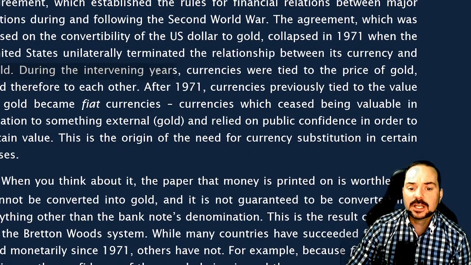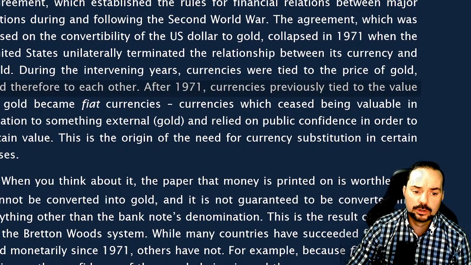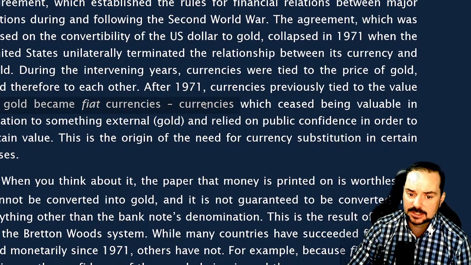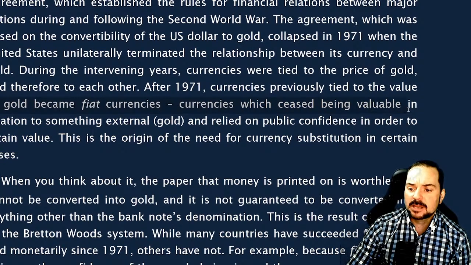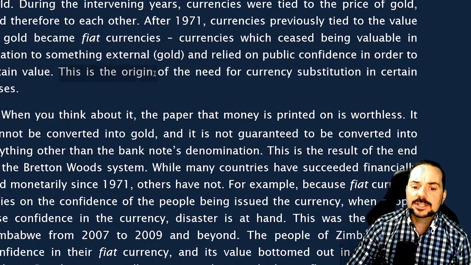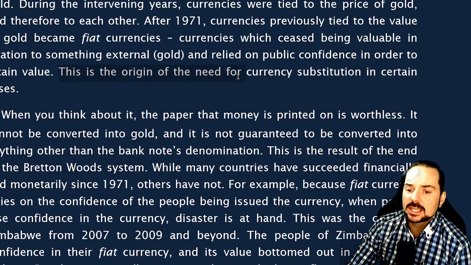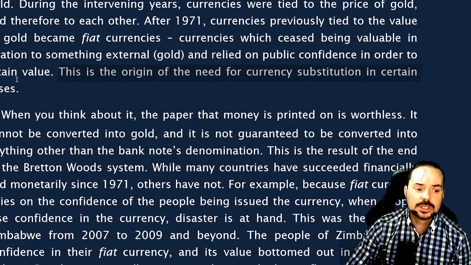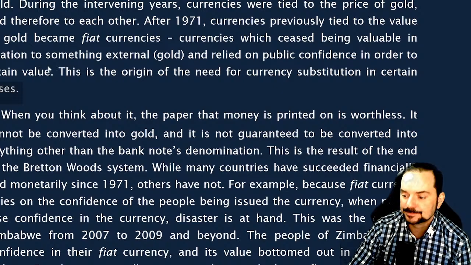During the intervening years, currencies were tied to the price of gold, and therefore to each other. After 1971, currencies previously tied to the value of gold became fiat currencies, currencies which ceased being valuable in relation to something external, like gold, and relied on public confidence in order to retain value. This is the origin of the need for currency substitution in certain cases.